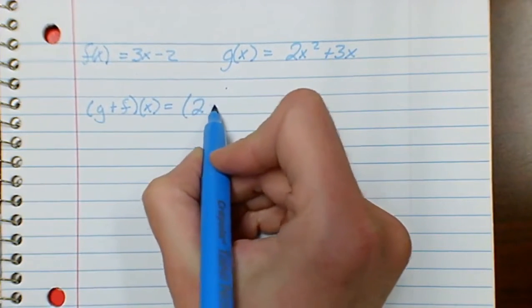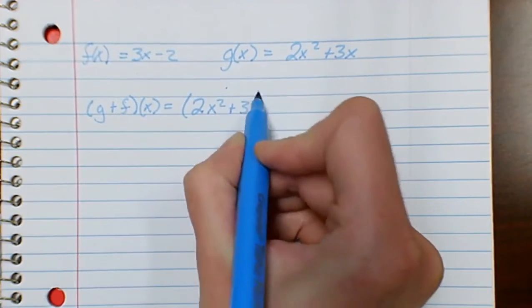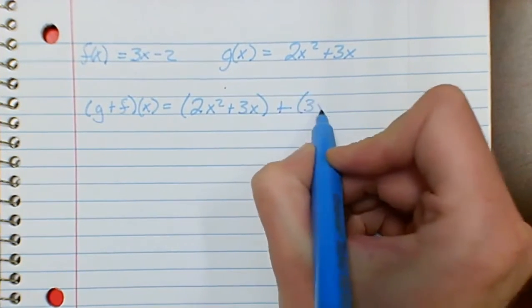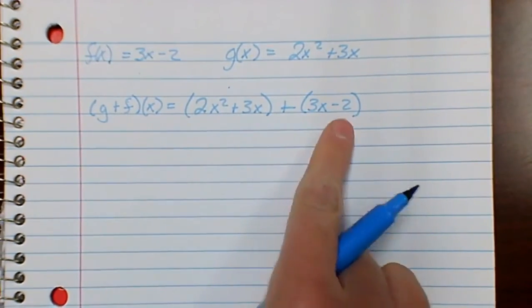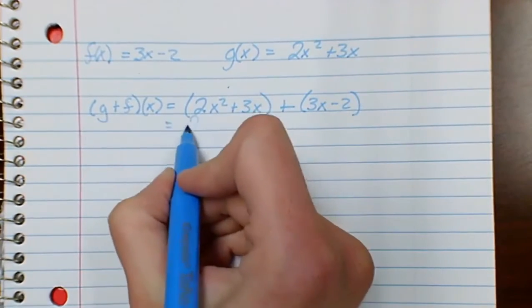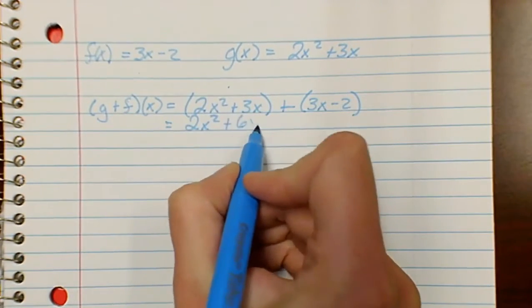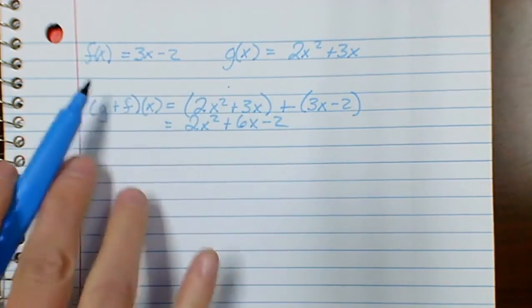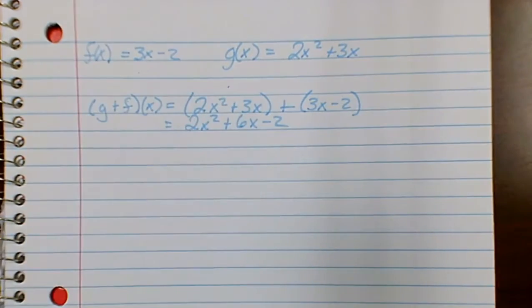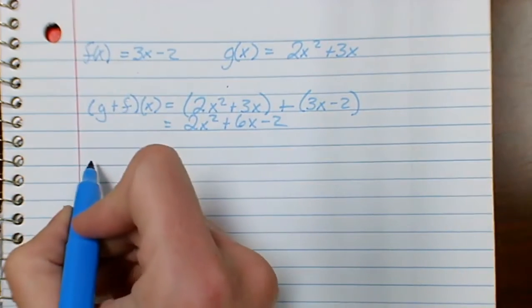So g plus f, so we have g plus f, and what we're going to do is combine like terms and get our answer. So the sum of this g and this f is 2x squared plus 6x minus 2.